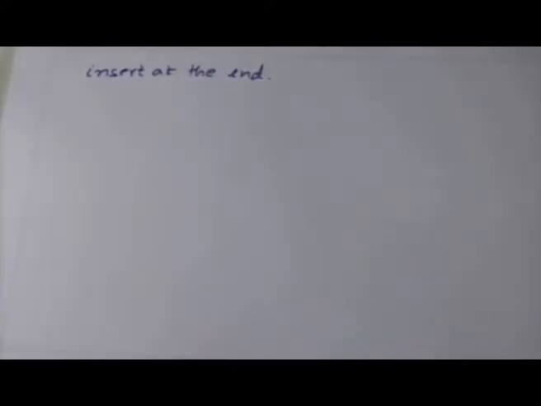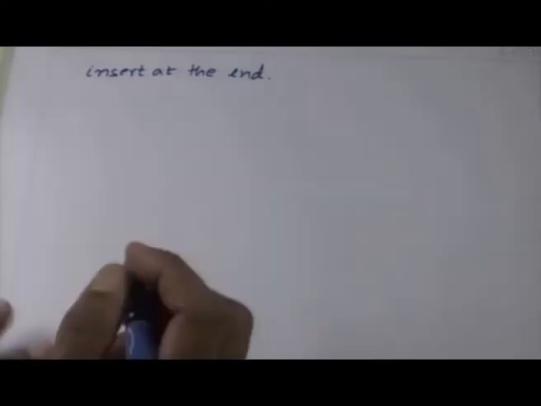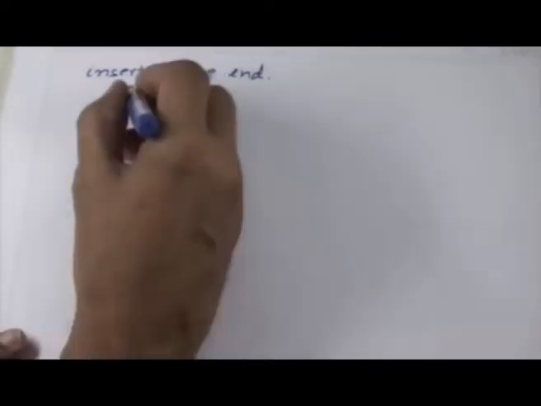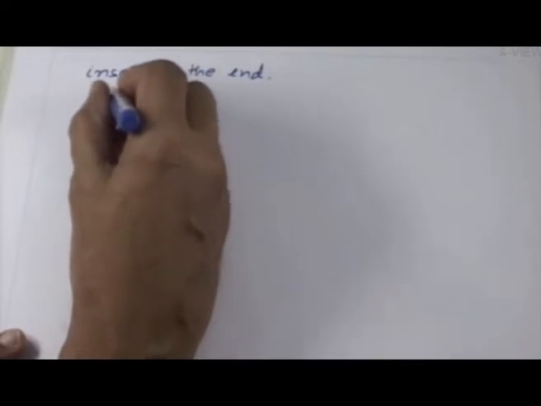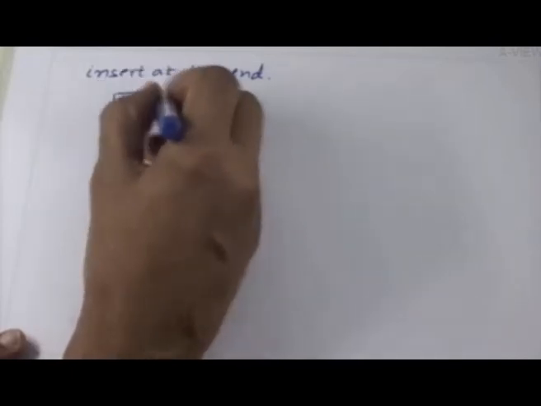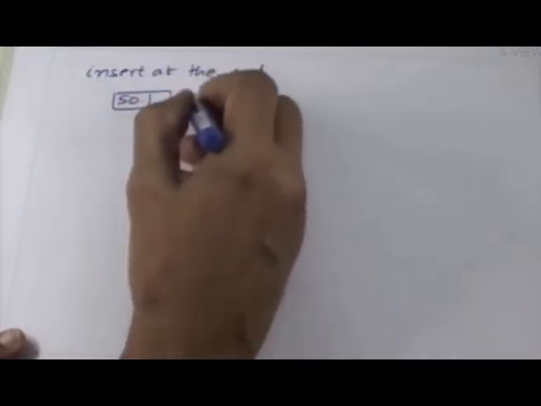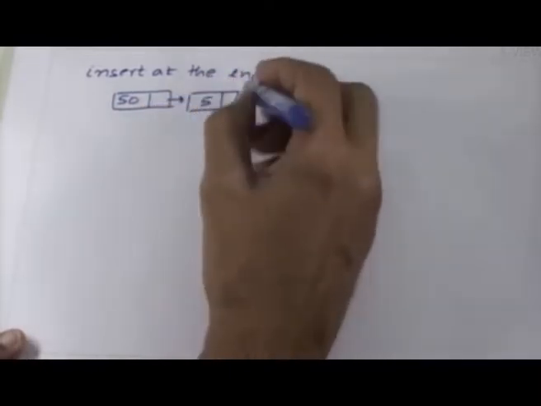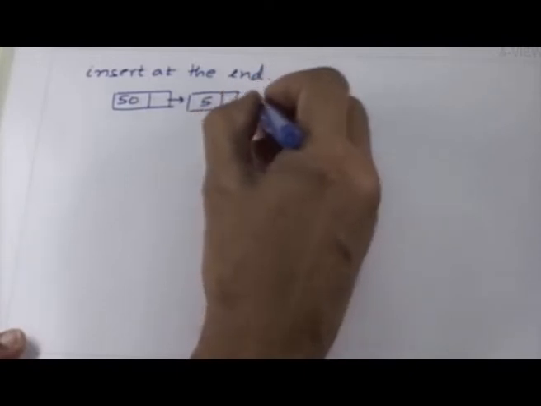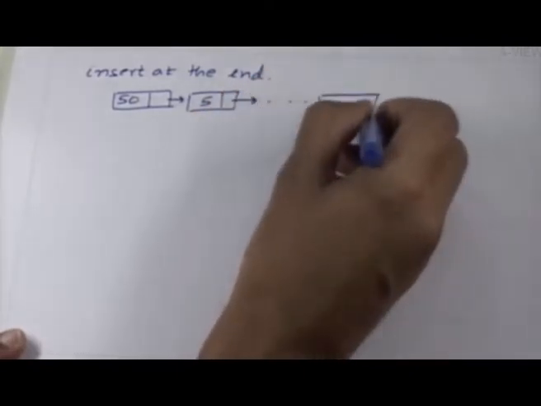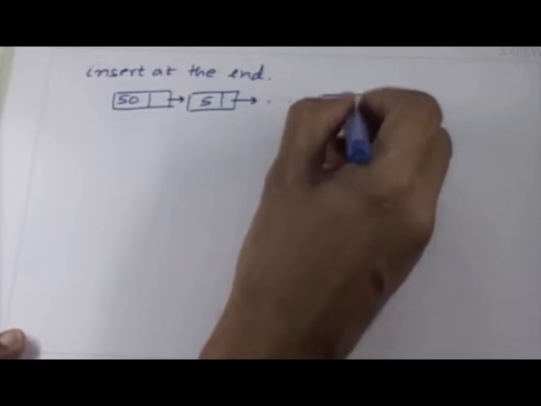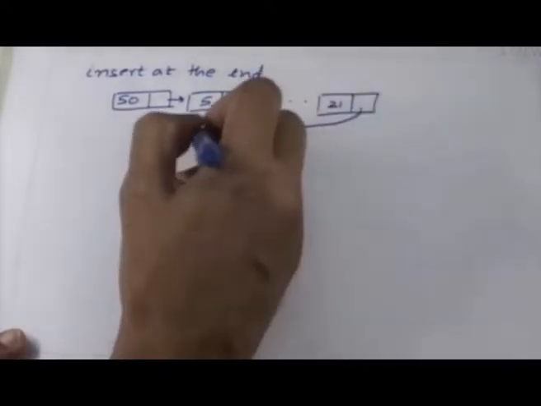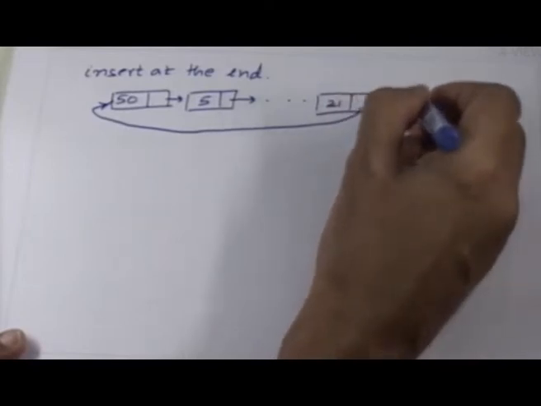I'll copy the same list which had just been created after the insert. The list has element 50 at the front right now, followed by the old front, which is 5, and then it goes all the way to the last element, which is 21, and the next of 21 is 50, and the circular list points to the last element, 21.